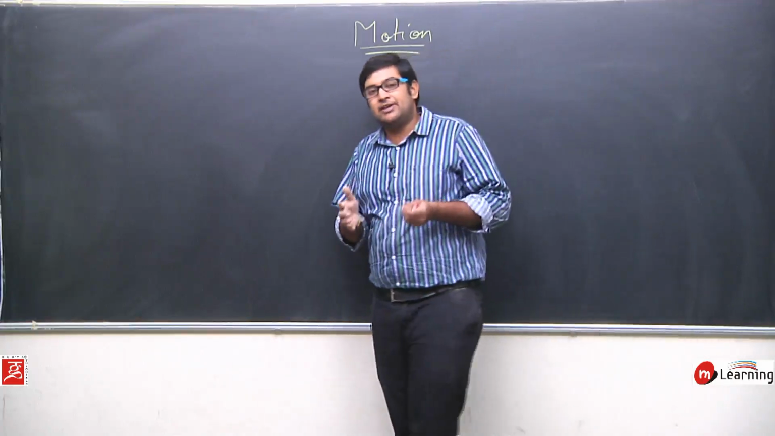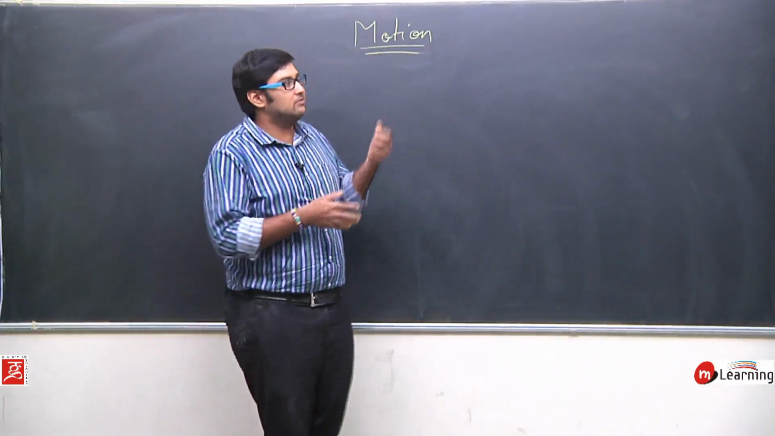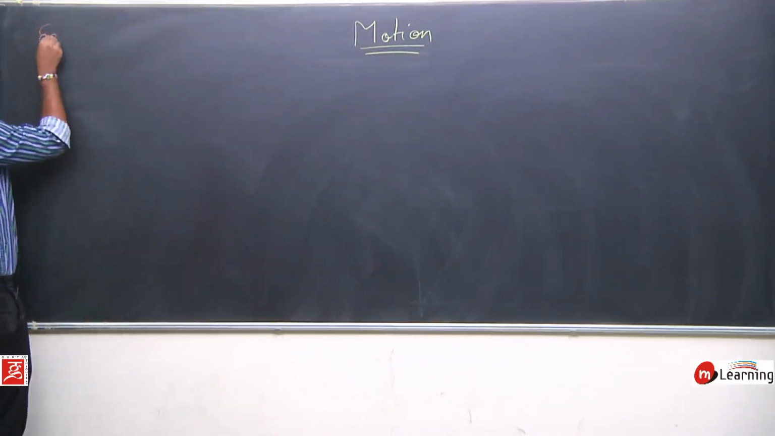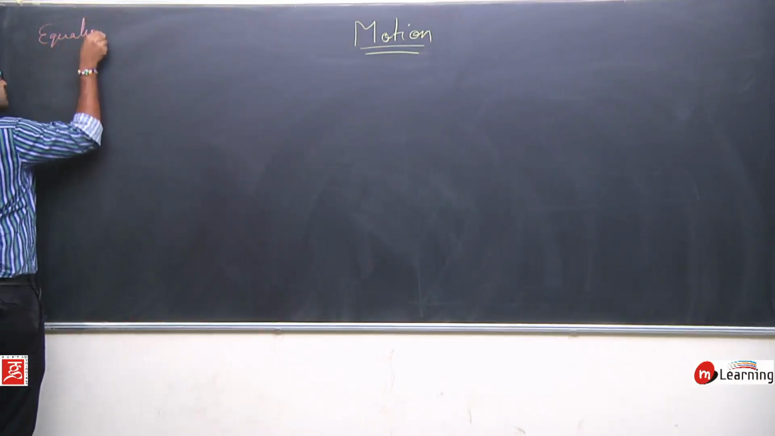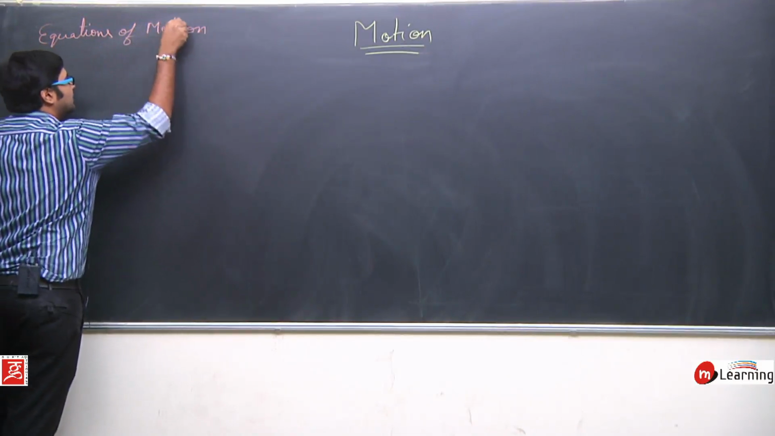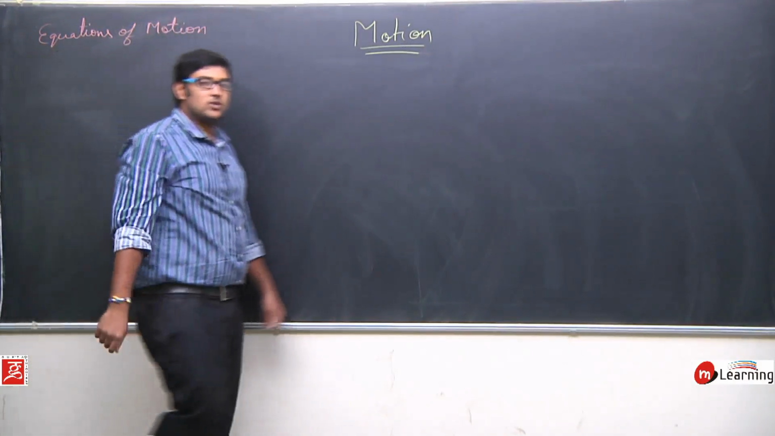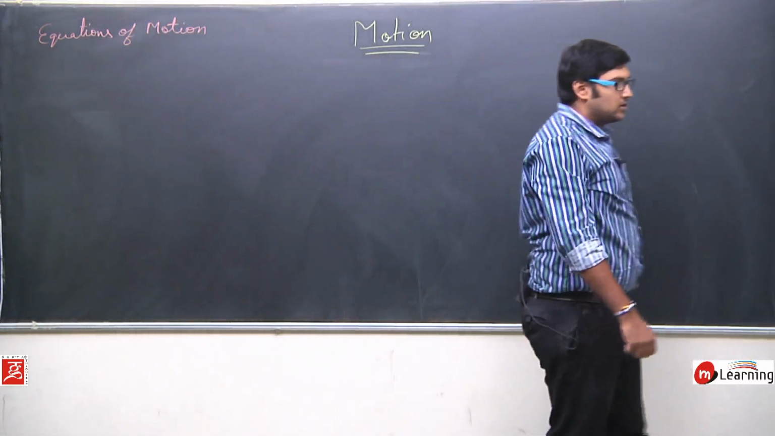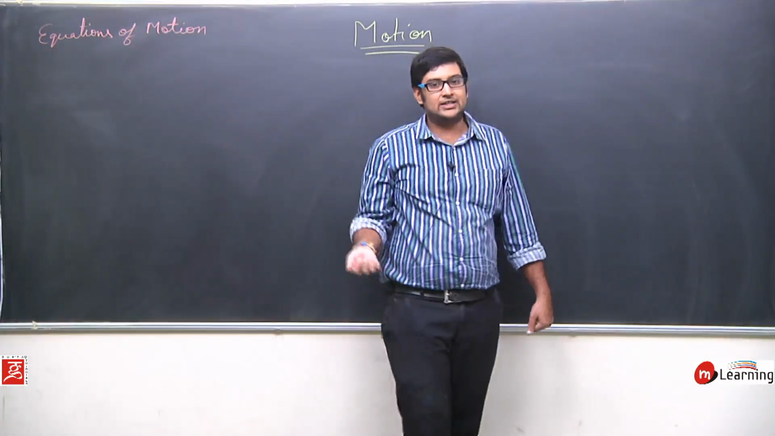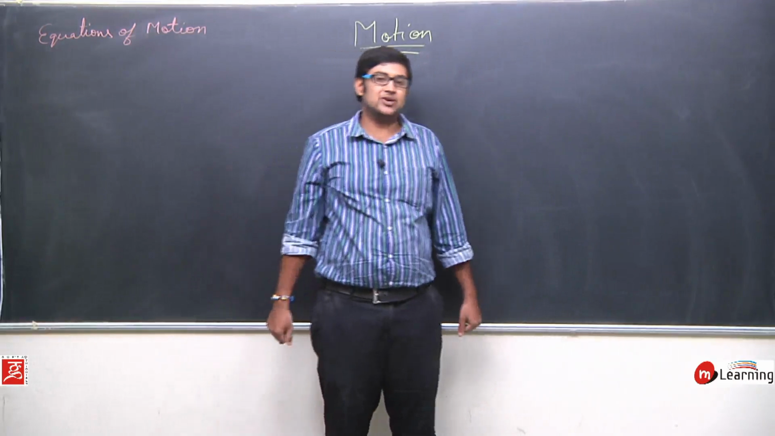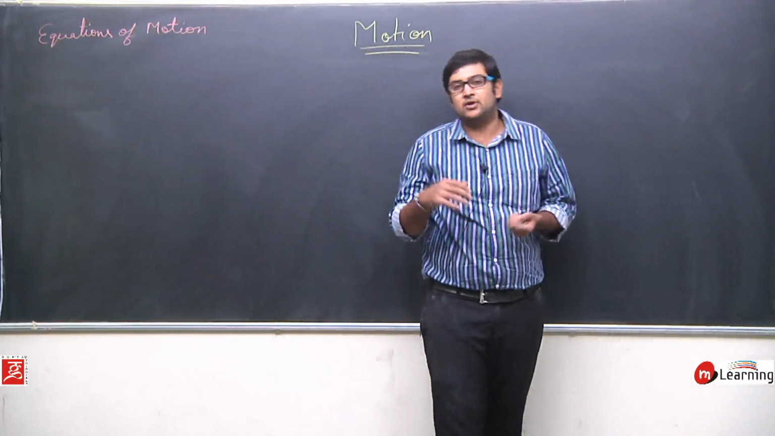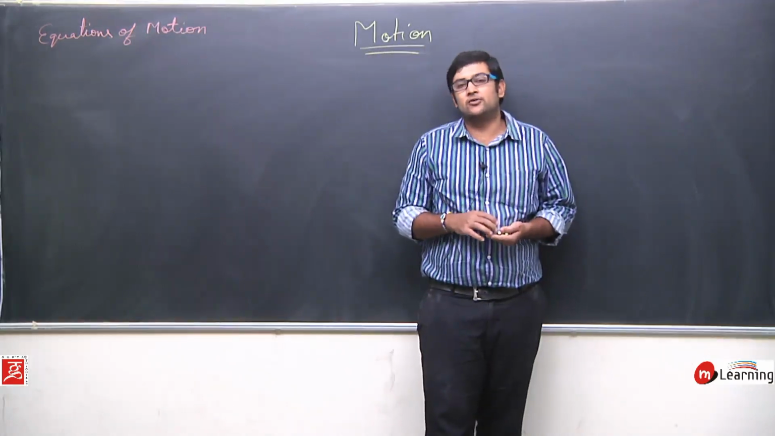And the relations between all these quantities that we studied in motion are known as equations of motion. We call them equations of motion, okay. The equations of motion relate all the quantities that we studied till now. They help us to understand the motion of a body, to calculate various aspects or check the various aspects of the motion of a body.